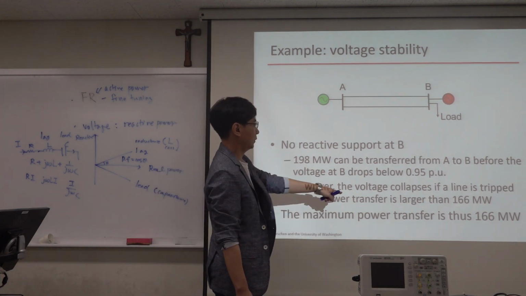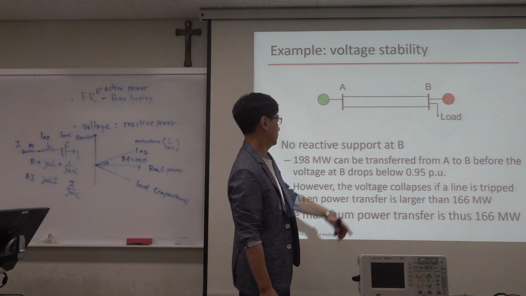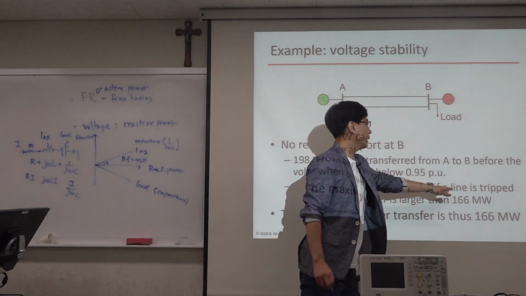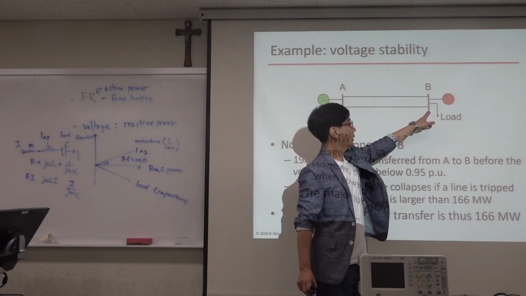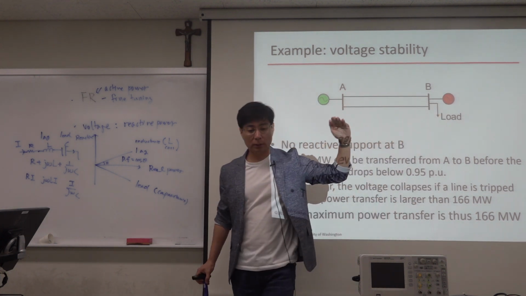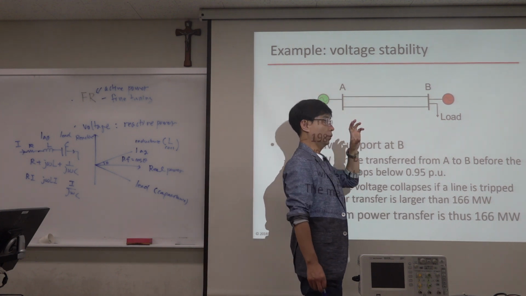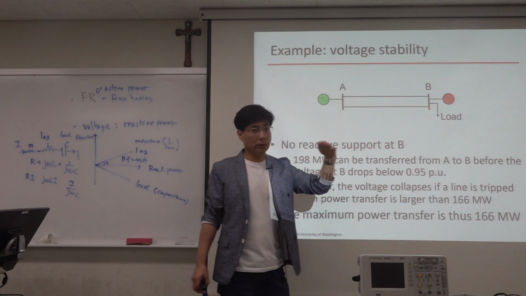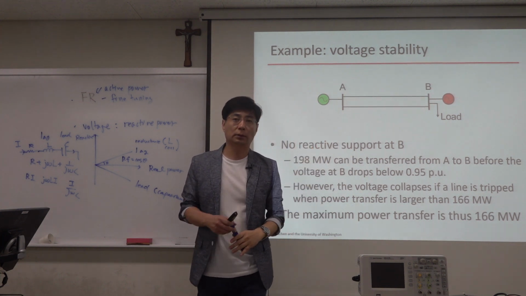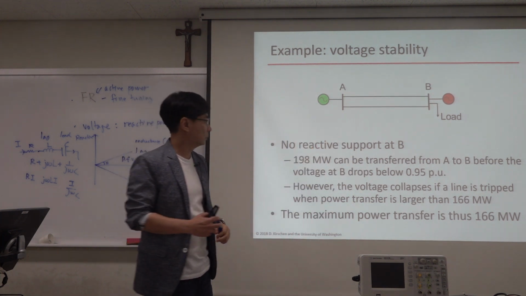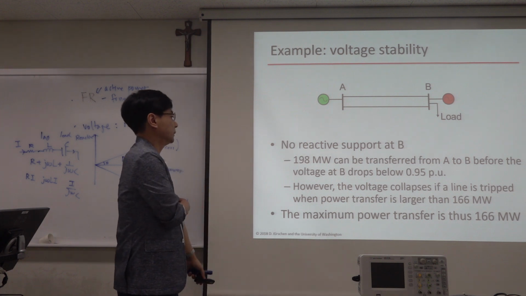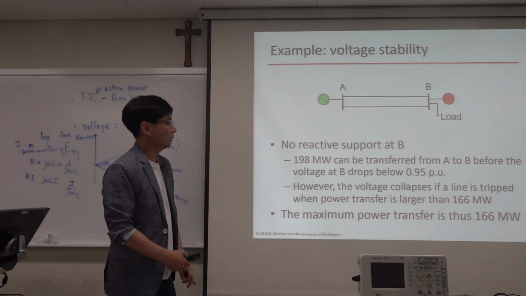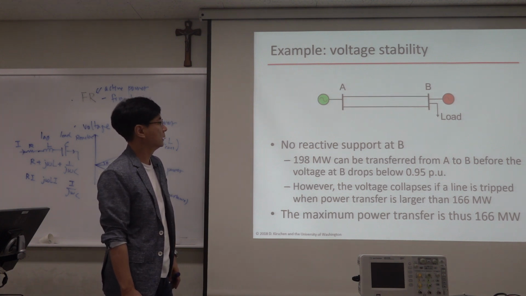So when power transfer is larger than 166, and if a line is tripped, then the voltage here collapses. Voltage collapse means, we assume that the voltage should be 1.0 pu, but voltage collapse means that it quickly drops, so out of the normal range. So in that case, the maximum power transfer is thus 166 megawatt.